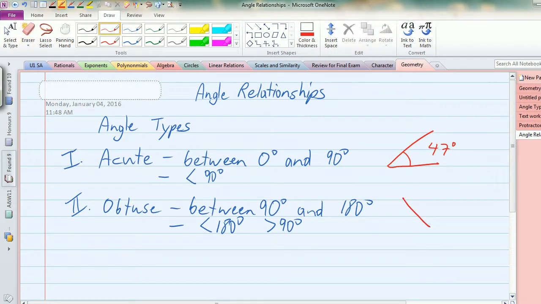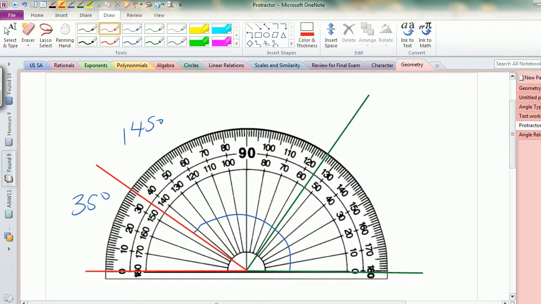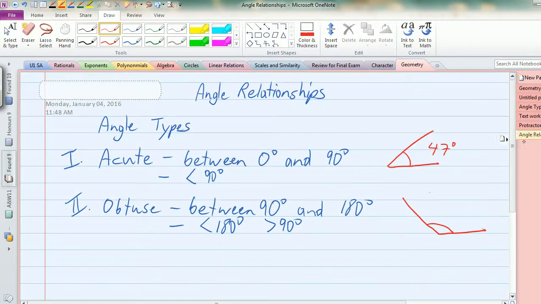Obtuse, what do you think the size of this angle is? 165, 130. Well, let's have a look at our protractor. Looking at our protractor, it's probably about here. So it's probably about 130. Okay, 165, David, would be way down here. So that'd be almost open. So going back here, let's call this 130 degrees.